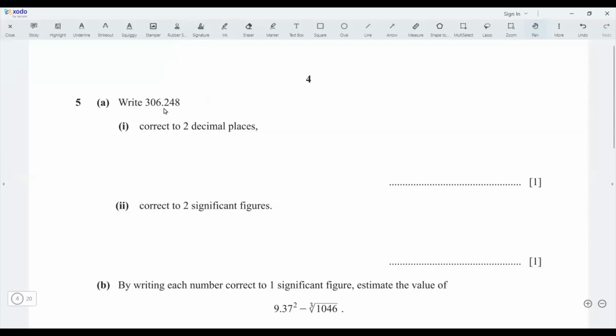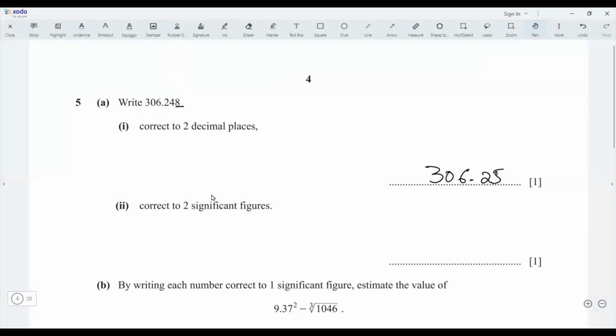Check this: after the decimal point, 2 is the first decimal place digit and 4 is the second. After 4, we have to check whether the next number is equal to 5 or greater than 5, and then we add 1 to that 4. It is greater than 5, so we add 1 to that 4. So the answer will be 306.25. If you've written the correct answer, you will get 1 mark. Otherwise, you will get nothing if you've written 306.24 or 21 or 2; any number other than this will be incorrect.